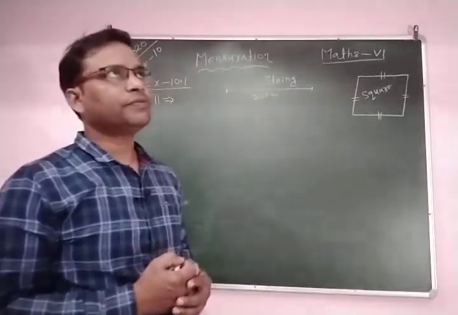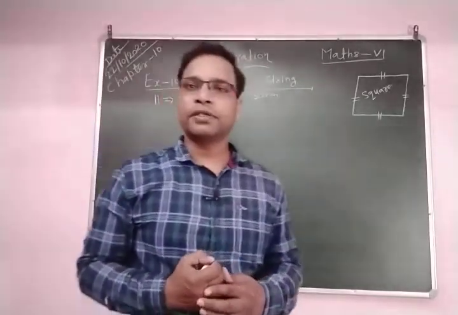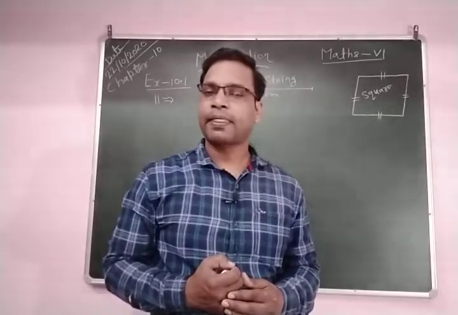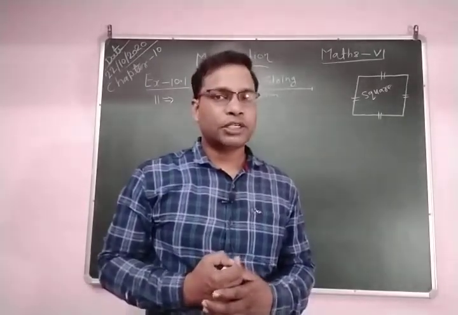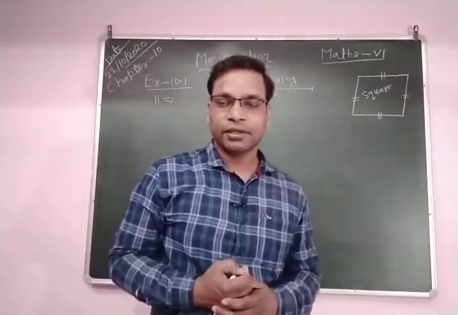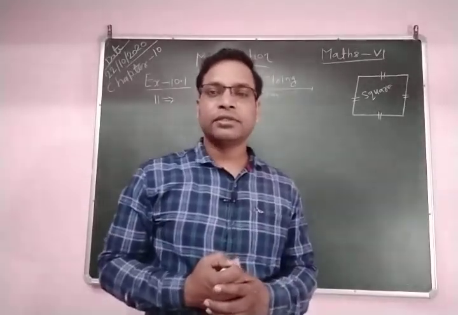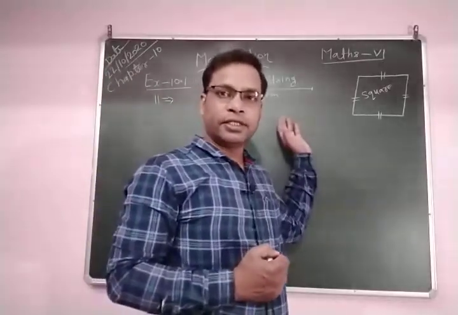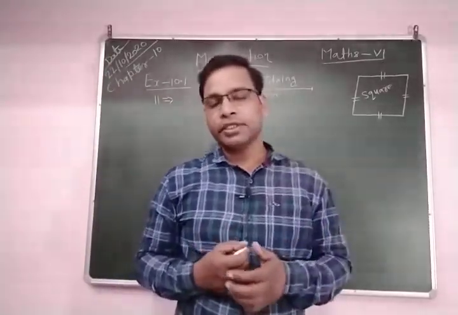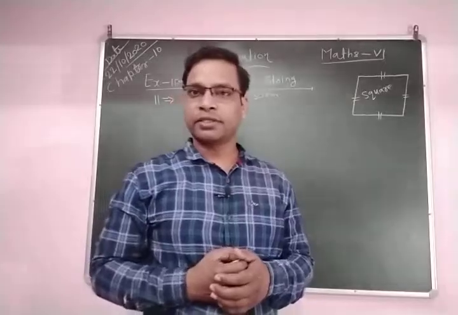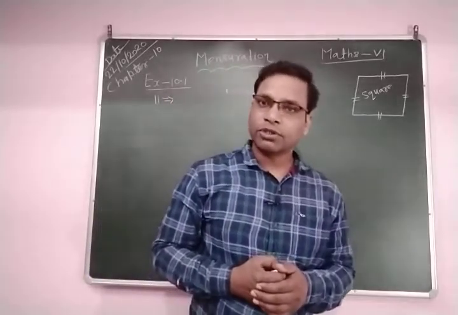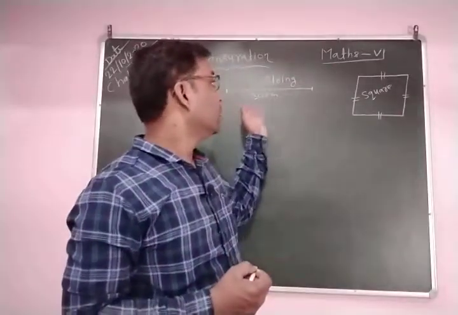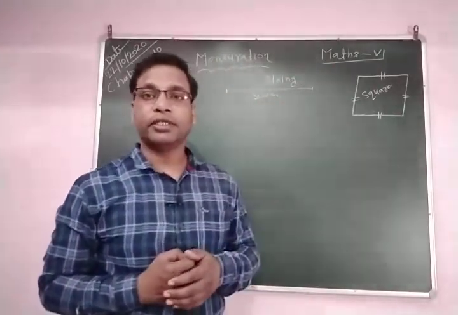You know very well the perimeter of a square is 4 into side, but here the side is not given and we need to find the side. It is given that this square is made by this string. So the length of the string is the perimeter of the square. So side of square is equal to perimeter by 4. The length of the string is given as 30 centimeters.